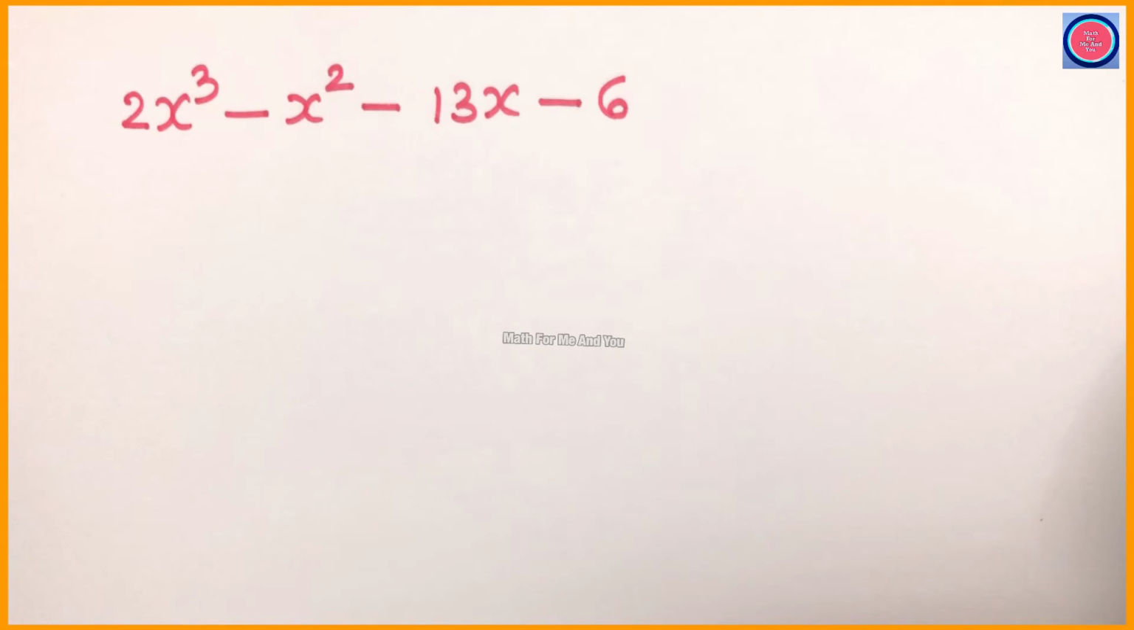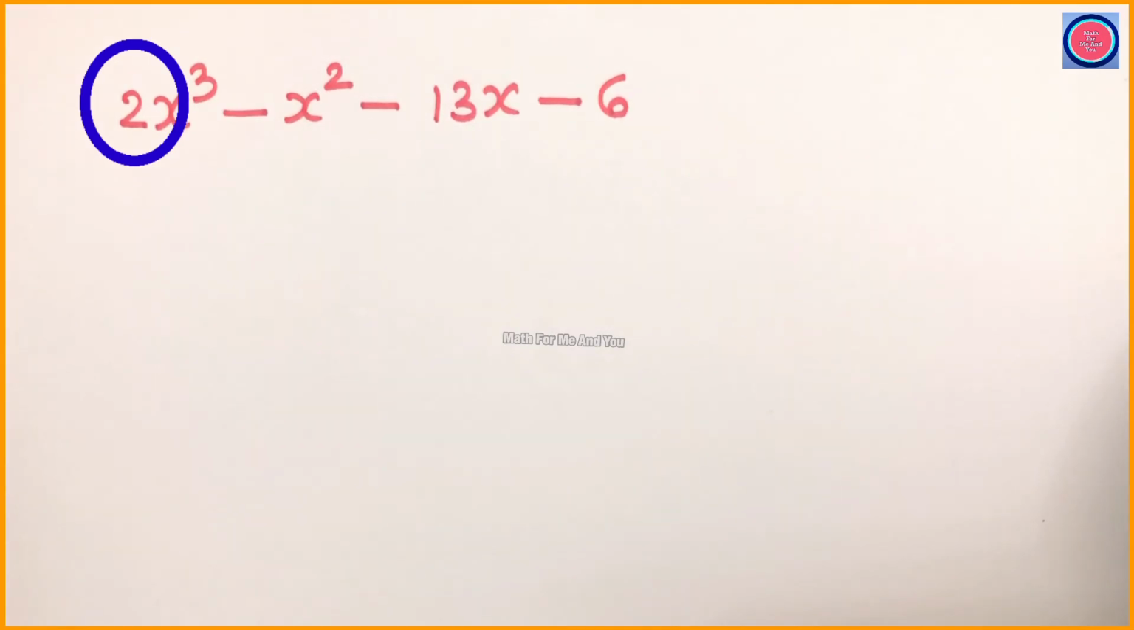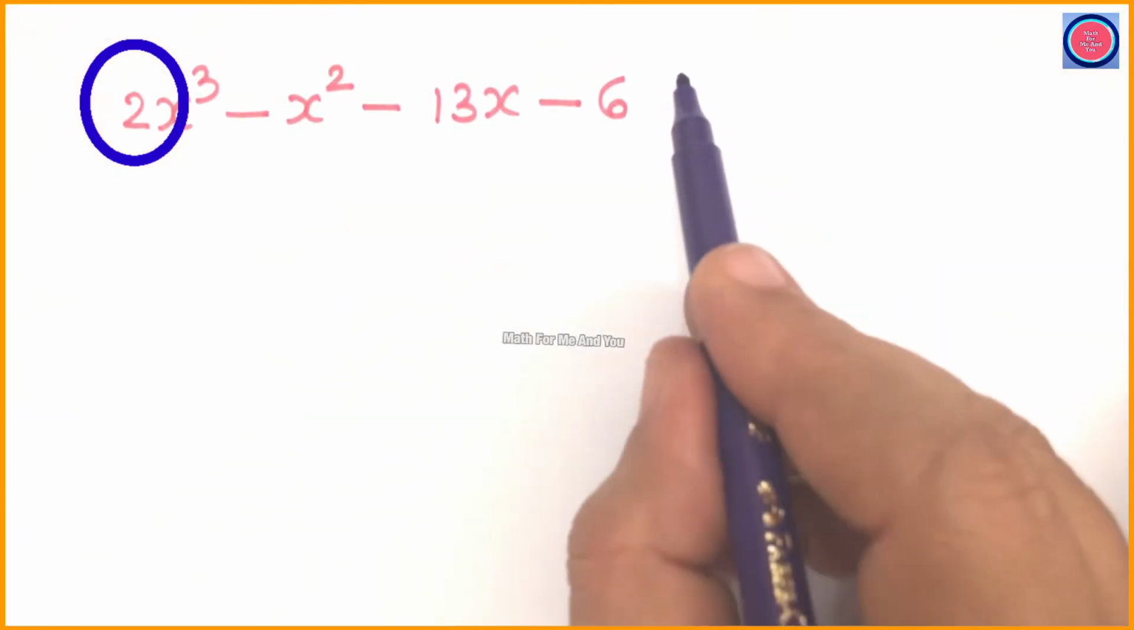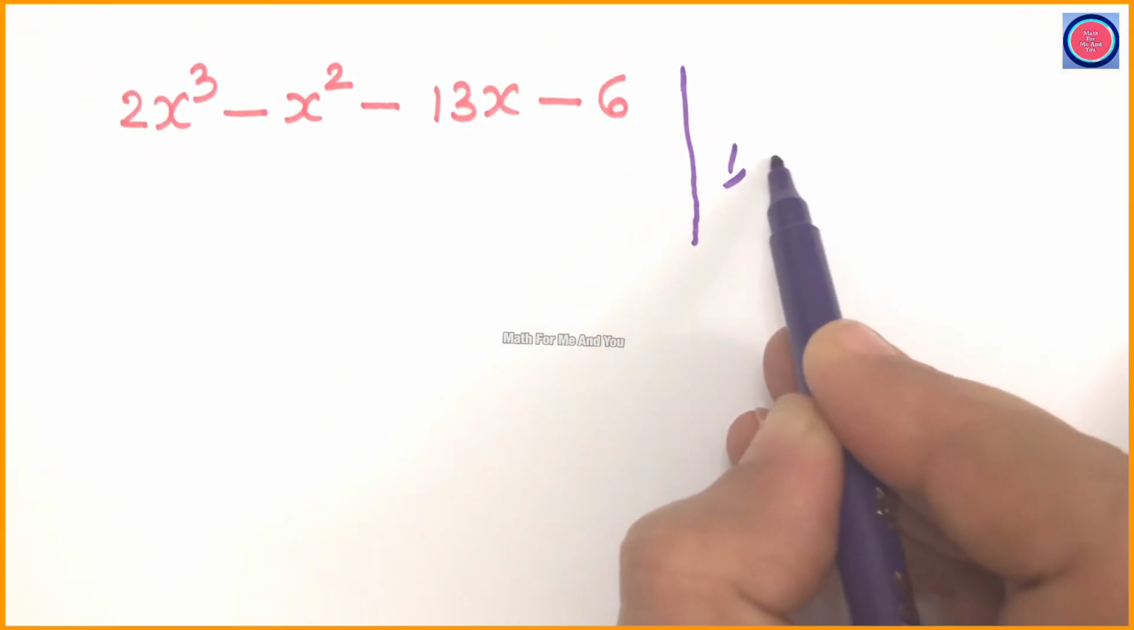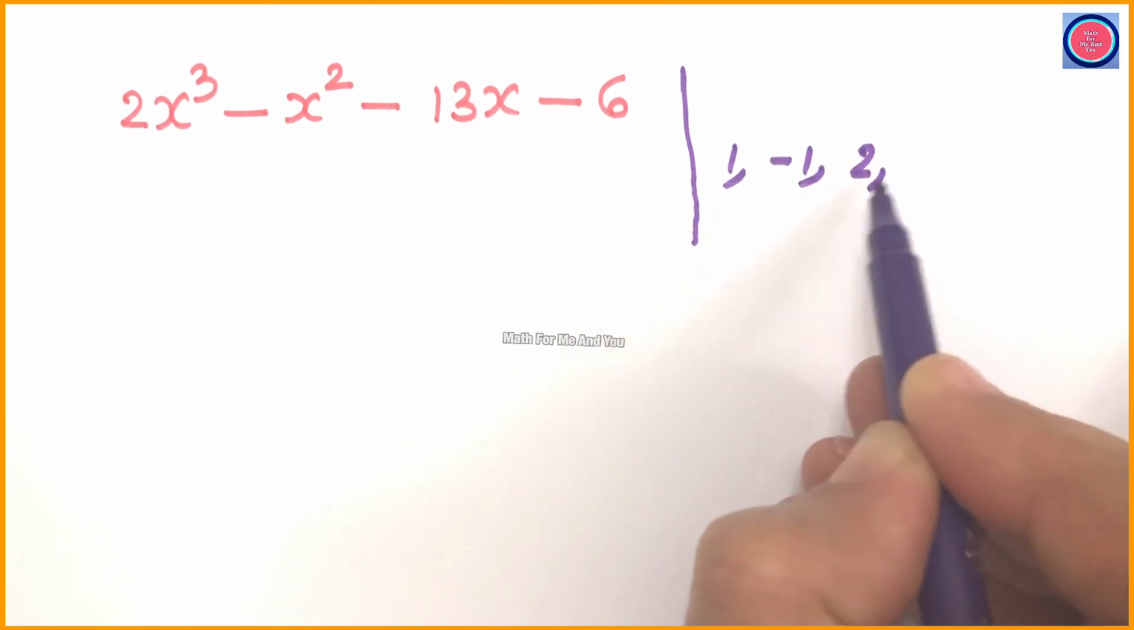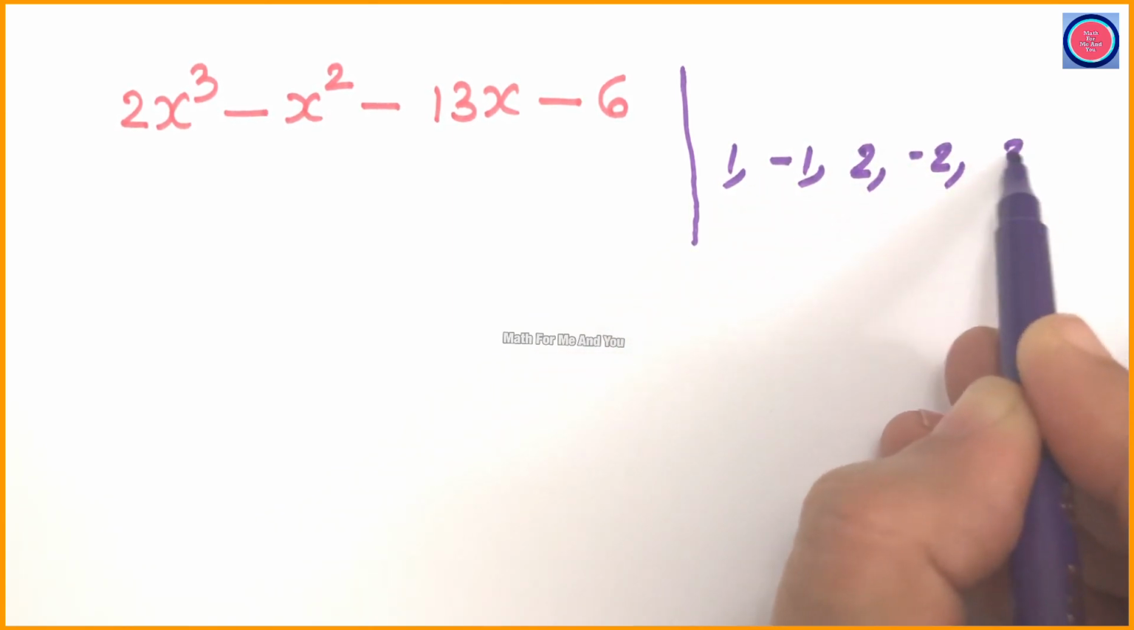Now we are going to factorize the cubic polynomial 2x cube minus x square minus 13x minus 6. Here x cube has the coefficient 2, but we use the same method. First we will try which is the first root: 1 or minus 1, 2 or minus 2, or 3 or minus 3.